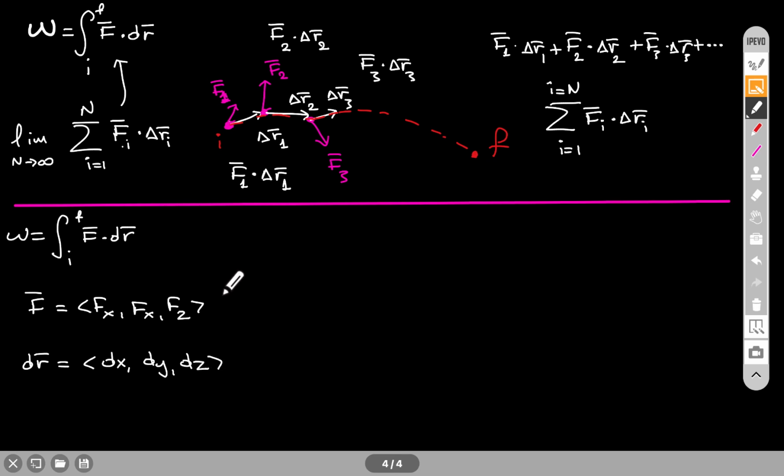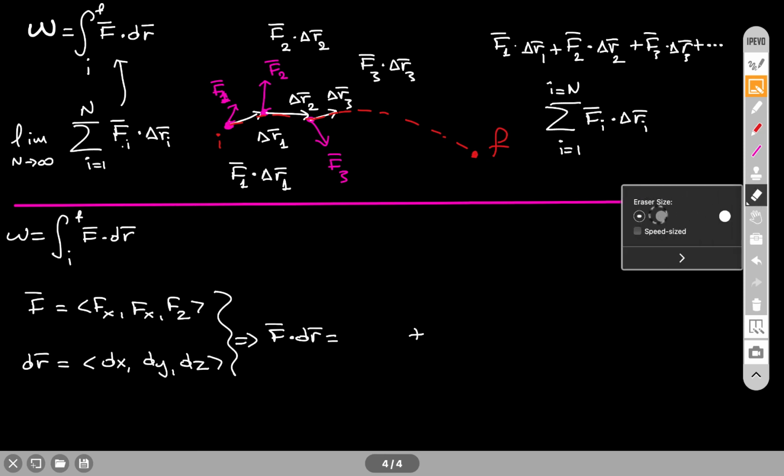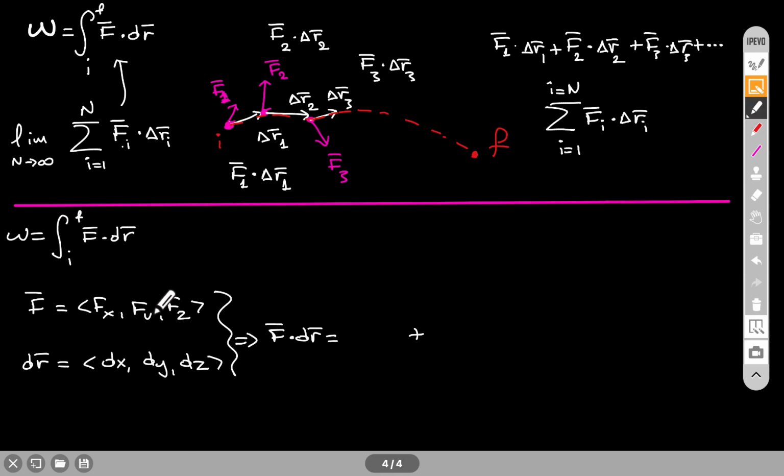Okay, now this is a review. When you take the dot product between two vectors, this will be the sum of their x components. I just realized I have a typo here. So this would be y. What was I saying? So the dot product will be the sum of their x components.